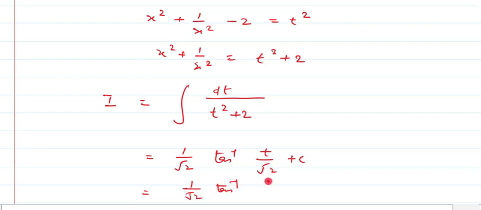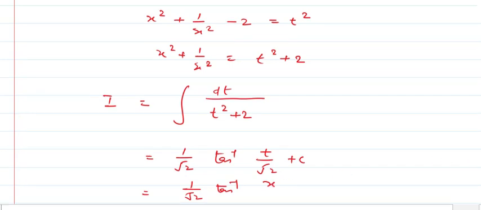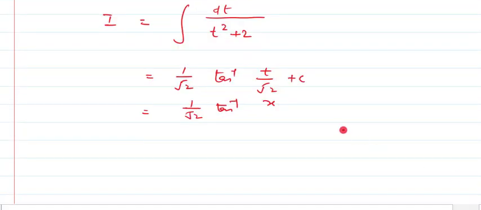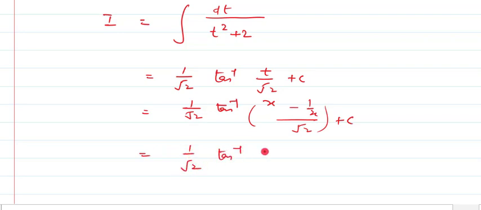So now place the value of t over here, and that will be your final answer. Tan inverse t, we have substituted t as x minus 1 upon x, upon root 2 plus c. And now taking LCM, we are getting 1 upon root 2 tan inverse x square minus 1 upon x root 2 plus c.